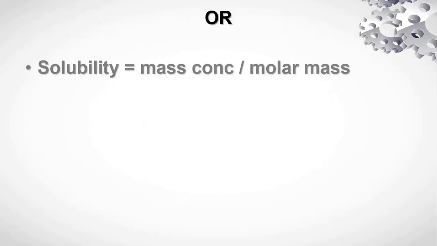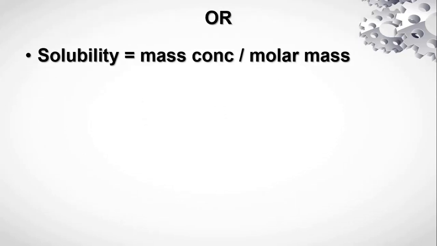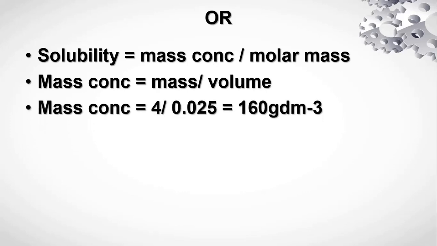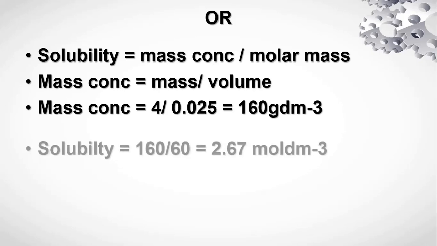We can also use the second formula, mass concentration over molar mass. We don't have the mass concentration in the question, so we can easily look for it. Mass concentration is mass over volume, and from our question the mass is 4 and the volume is 0.025, so we substitute them in the formula and we get 160 gram per dm cube.